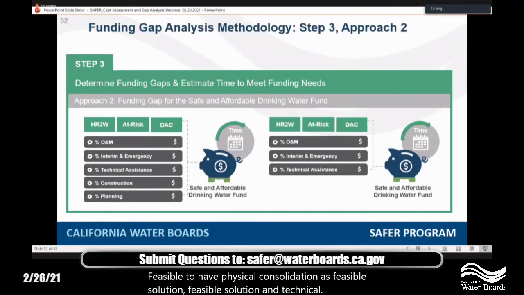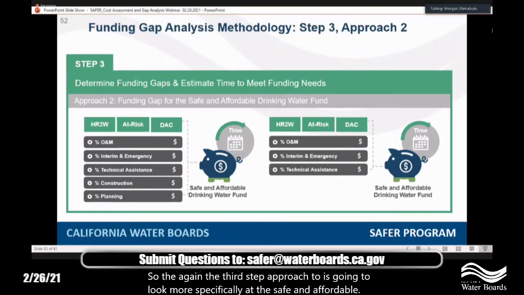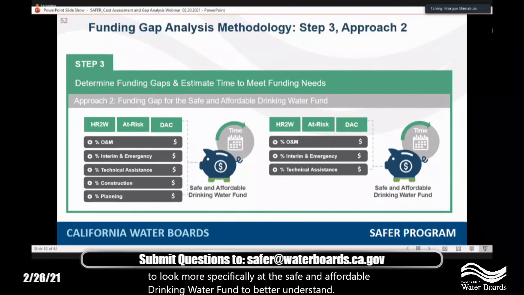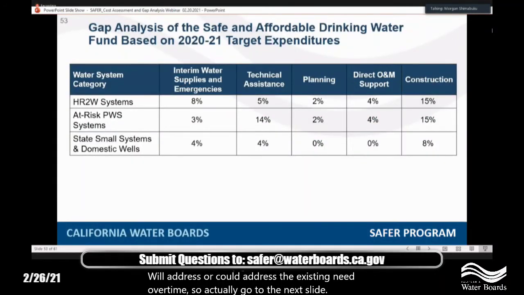So again, the third step, approach 2, is going to look more specifically at the Safe and Affordable Drinking Water Fund to better understand really how the target expenditures of this fund will address, or could address, the existing need over time. So actually, go to the next slide. I'll explain with this table.